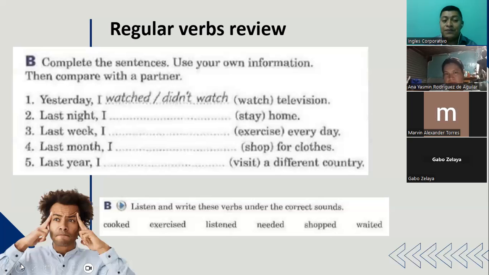El año pasado, last year, I visited a different country. El año pasado, visité un país diferente. O el año pasado no lo hice, no hice esa actividad. I didn't visit a different country.